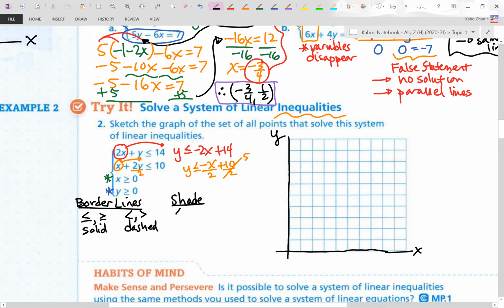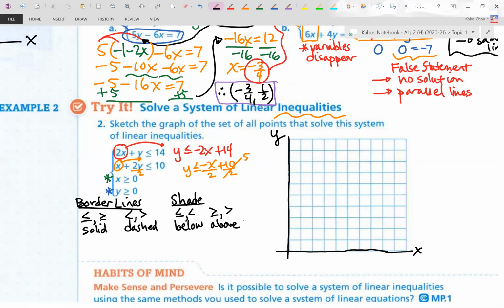When you have less than or equal to or less than, you want to shade below the borderline. If it's greater than or equal to or greater than, you want to shade above the borderline. Okay? All right. This is something we've done in Algebra 1. Hopefully this is review, or maybe it's been so long, maybe you have a little bit of a memory of it. I don't know. Let's graph the first one.